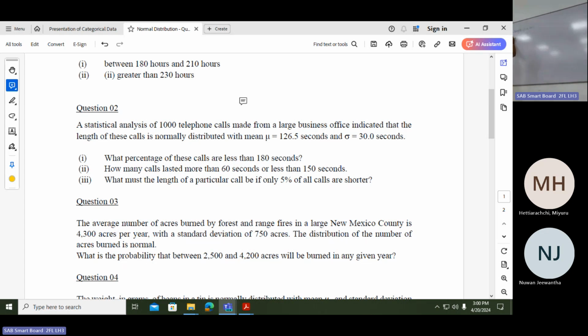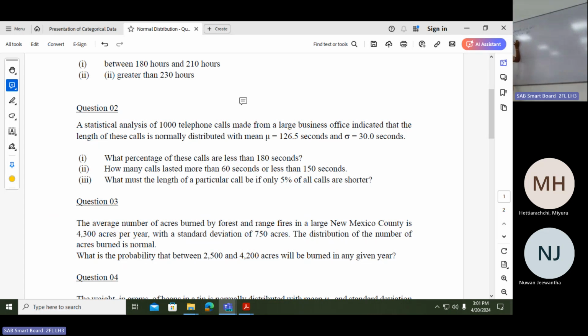Then X is normally distributed. What is the mean value? 126.5, and variance is 30 squared. These are the information given in the question. Part 1 asks, what percentage of these calls are less than 180 seconds?